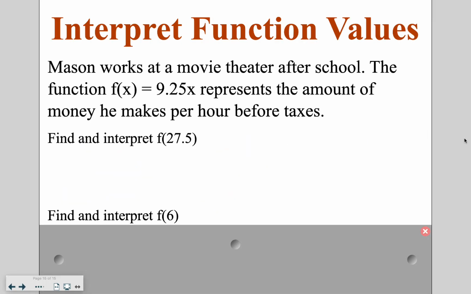Last thing we're going to do here is the same thing with function values, but in the context of a word problem. So Mason works in a movie theater after school. The function f of x equals 9.25x represents the amount of money he makes per hour before taxes. We're going to find and interpret f of 27.5.